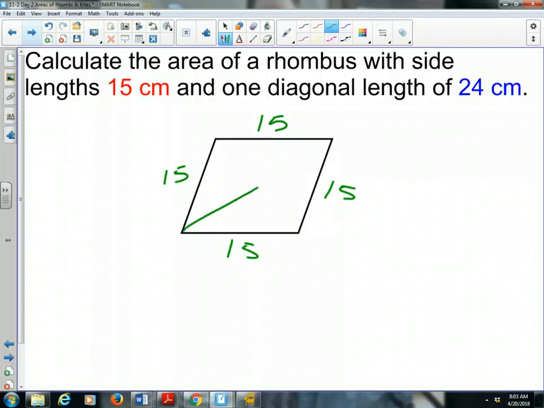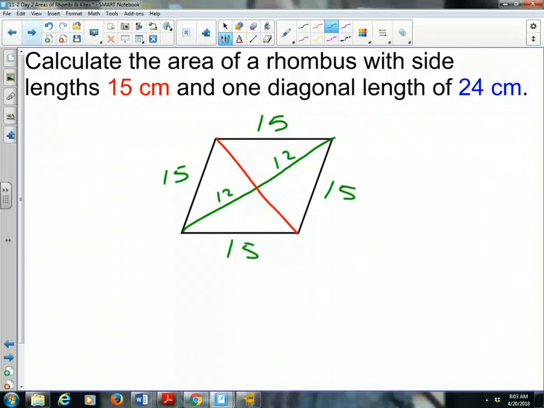This distance is 24, okay? So once again, the formula is 1/2 diagonal 1 times diagonal 2. So I'm just going to put both diagonals in there, and if the green diagonal is 24, then it's got to be 12 and 12, because the diagonals bisect each other.